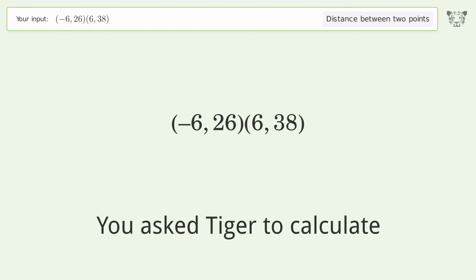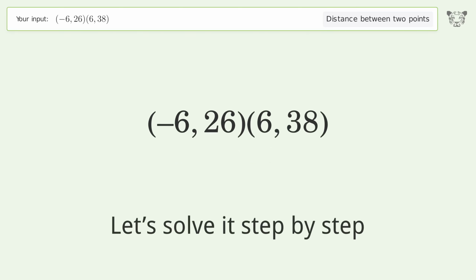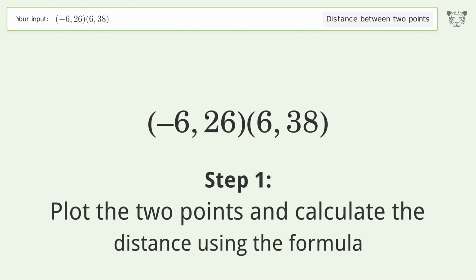You ask Tiger to calculate. This deals with the distance between 2 points. The distance between the 2 points is the square root of 288, or 16.971. Let's solve it step by step. Plot the 2 points and calculate the distance using the formula.